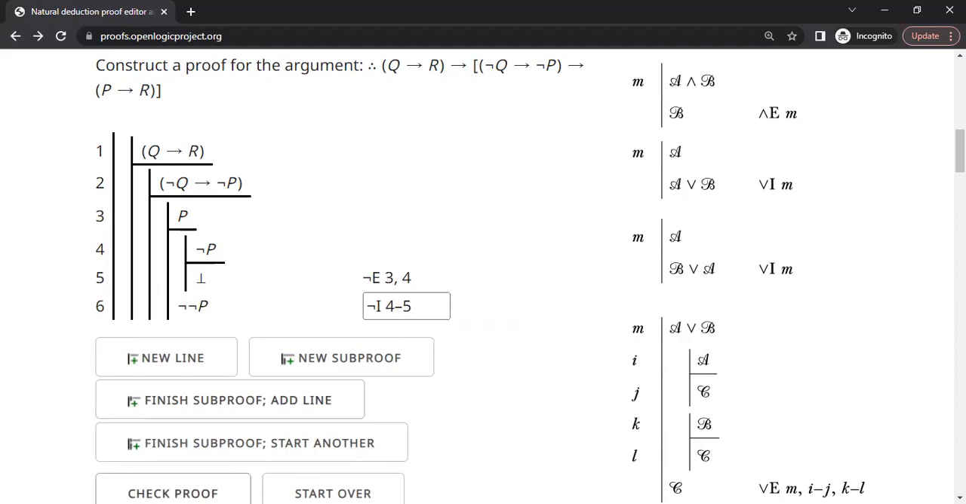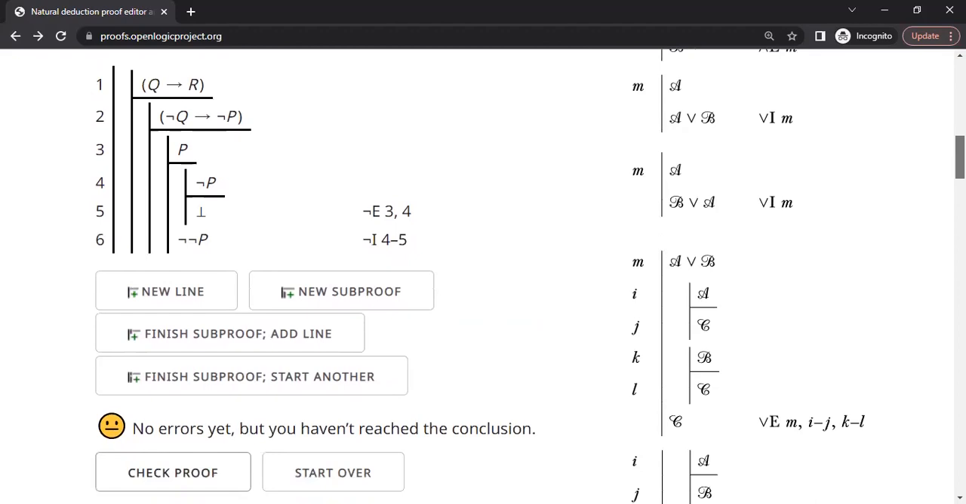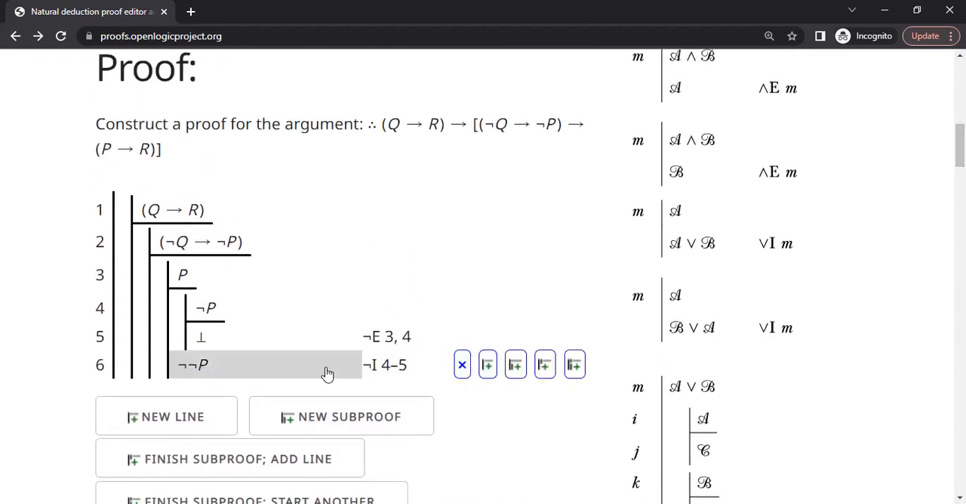Let's see whether the proof is on track so far. Any mistakes? Okay, no errors, but you have not reached the conclusion. Okay, so we have not P. Why did we do all of this? Well, from line number 3 to line number 6, we are basically saying the same thing. P is the same as not not P. It's a double negation introduction I have achieved.